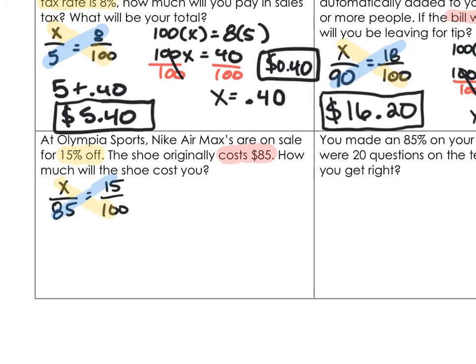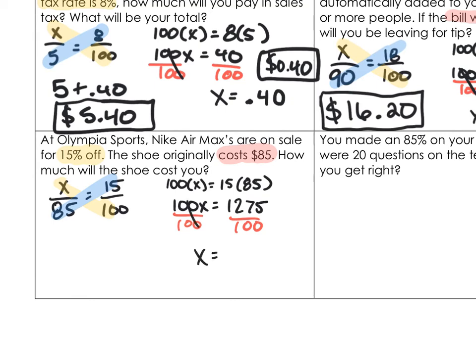So when you get down here, you cross multiply. 100 times x is equal to 15 times 85. 100x will equal 15 times 85 is 1,275. Then, just like before, you want to divide by 100. And you end up getting x is equal to 12.75, right?